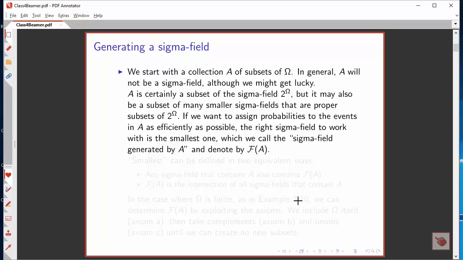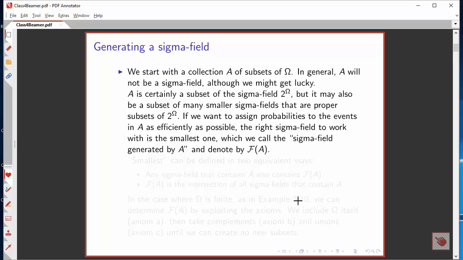This collection of subsets is certainly going to be a subset of the biggest possible sigma field, the power set 2 to the omega, but it's also going to be a subset of a variety of sigma fields that are smaller than 2 to the omega. And if we want to assign probabilities to the events in A and do it in an efficient manner, we want to work with the smallest sigma field that will do the job. We call this the sigma field generated by A, and we'll denote it by fancy F of A.